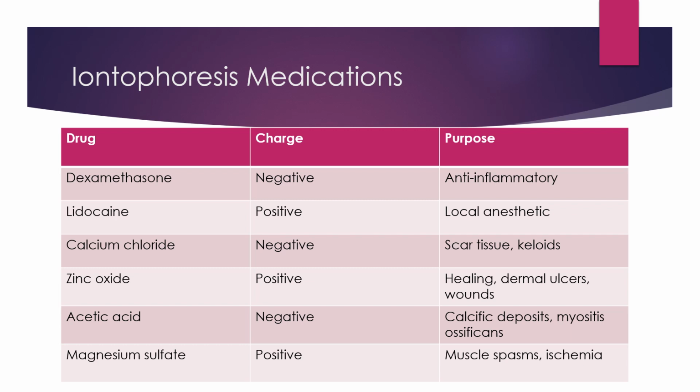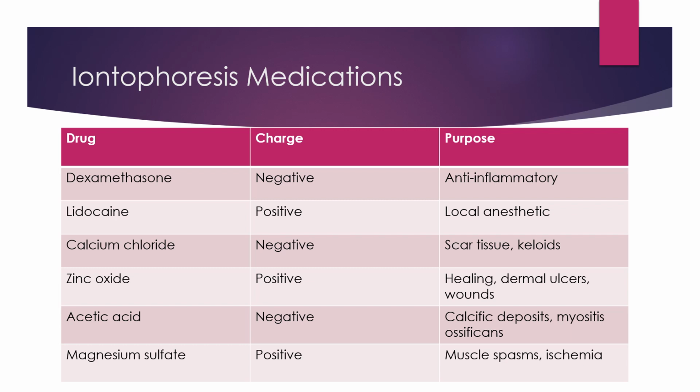We can see that it has a negative charge. And the purpose of this medication, it's an anti-inflammatory. So common uses, it's going to treat inflammation, often used for conditions like tendinitis or bursitis. Just remember that that negative electrode is used to drive the negatively charged dexamethasone into the tissue.